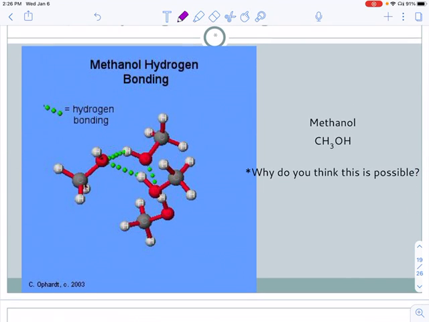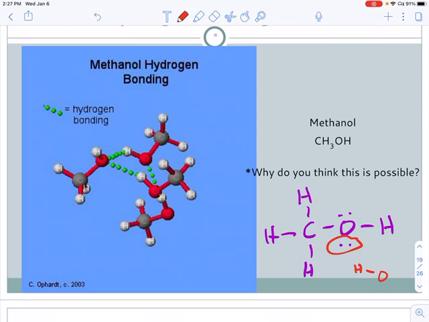Methanol is another molecule, CH3OH, that can hydrogen bond. If we were to draw methanol, we would see that we have an OH group sticking off. And because we have an OH group, we can form hydrogen bonds. So neighboring methanol molecules can form hydrogen bonds between this lone pair on the oxygen and an adjacent hydrogen. All right, so the rest of our methanol molecule would be over there. And that's what's shown up here, methanol hydrogen bonding.